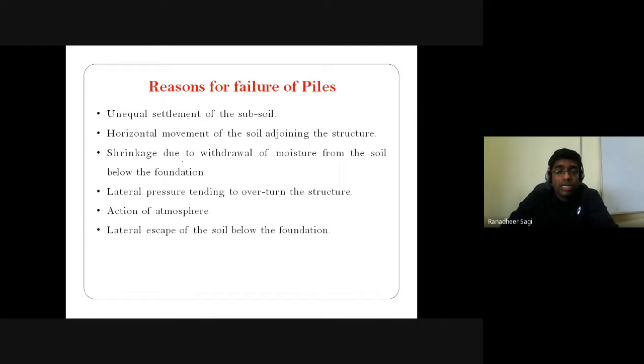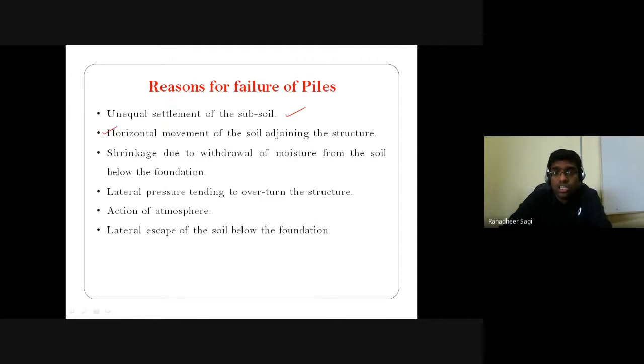Now, what are the different reasons for the failures that generally happen in piles? What could be the probable reasons because of which failure happens in piles or pile foundations? Because of unequal settlements in the subsoil strata, you would come across what is called differential settlement in the foundation of the superstructure, because of which there will be failure in the foundation.